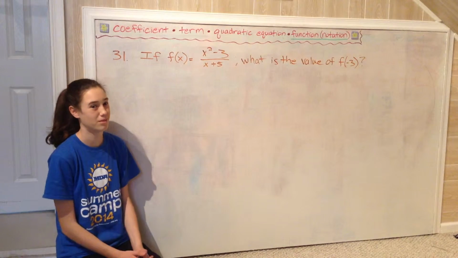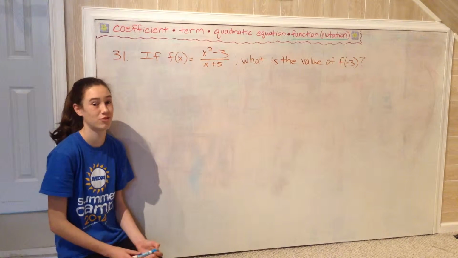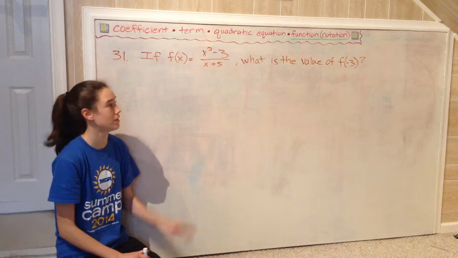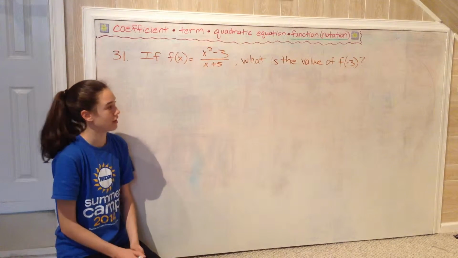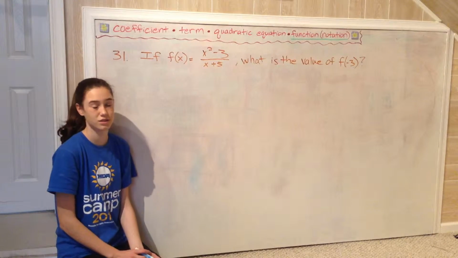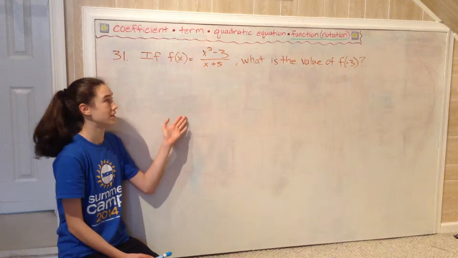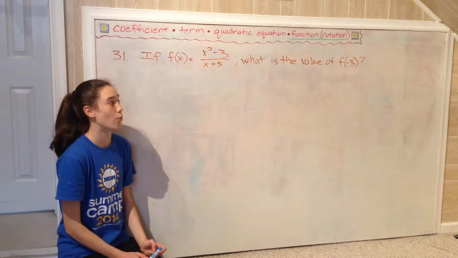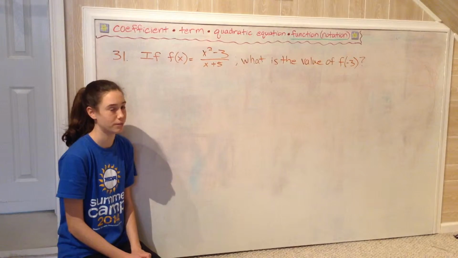Time for our last problem of the day, number 31 on the exam review study guide. In this problem, I'm going to use one of the key terms, function notation, and for this one, it was the f of x. So the problem will be, if f of x equals x squared minus 3 over x plus 5, what is the value of f of negative 3?